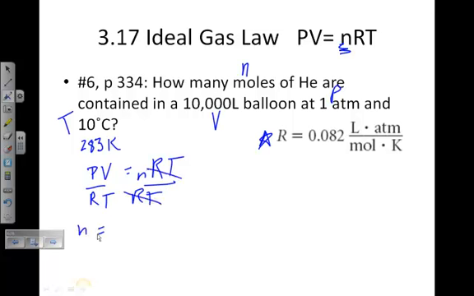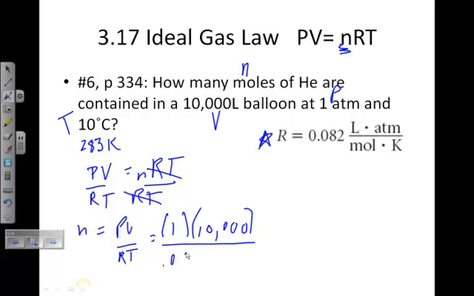We have n equals PV over RT. So you can plug in at this point 1 atmosphere times the volume, which is 10,000, divided by R, which is 0.082, and the temperature being 283. Okay. So I'm just running that calculation.